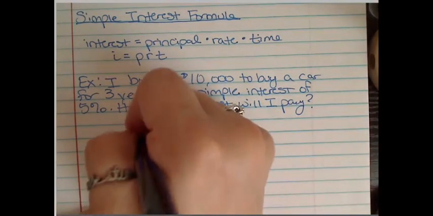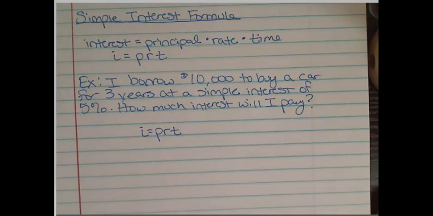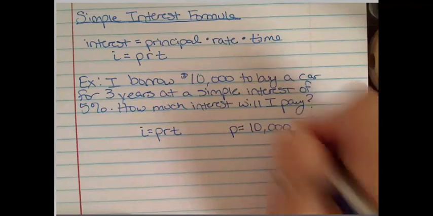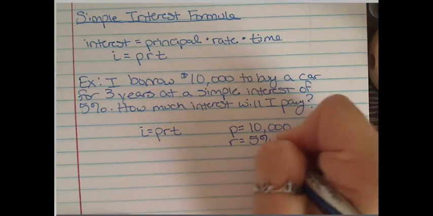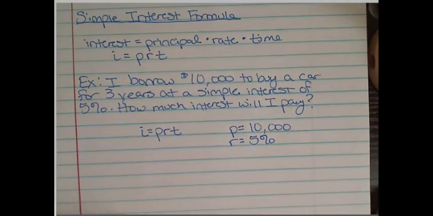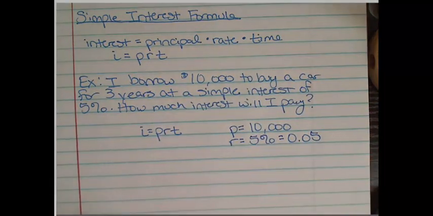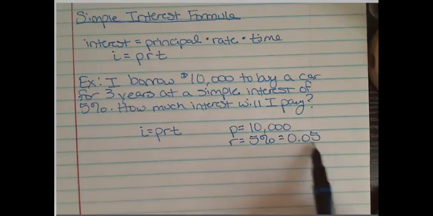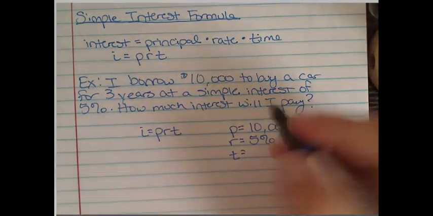We have I equals PRT. So in this case, our principal, the amount we're borrowing, is $10,000. The rate is going to be 5%. But when you're dealing with percentages, you've got to convert that over to decimal. And so what you're doing is you're moving your decimal point back to the left 2 points. So 1, 2, and so we get 0.05. And then our time has to be in years, and luckily we are borrowing it for 3 years.